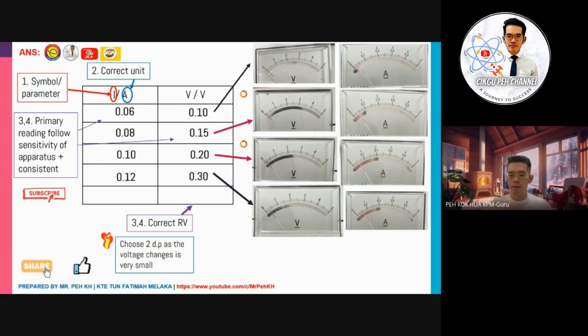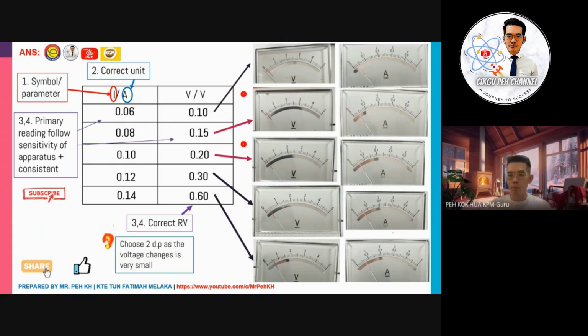Then the last reading here for the ammeter reading is 0.14. So my RV here will be, I get 0.6. So here all the voltage readings increase. So it's actually what we expected.